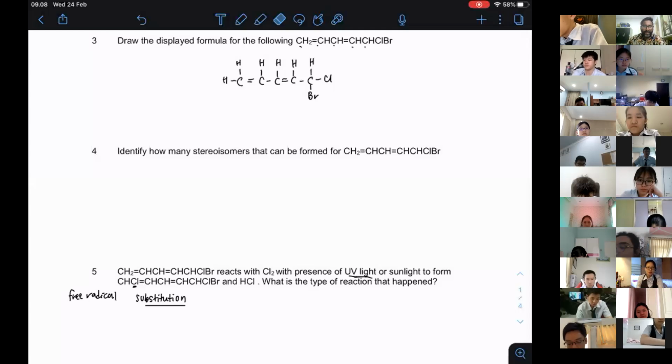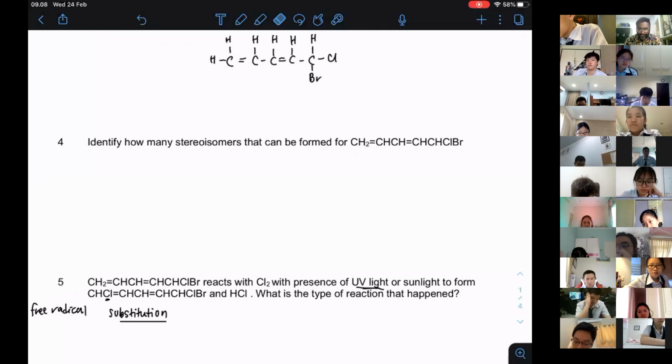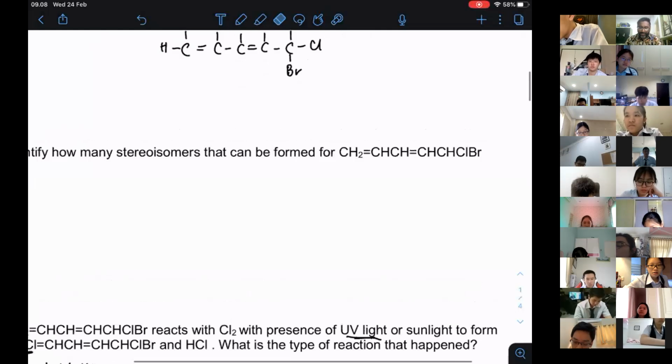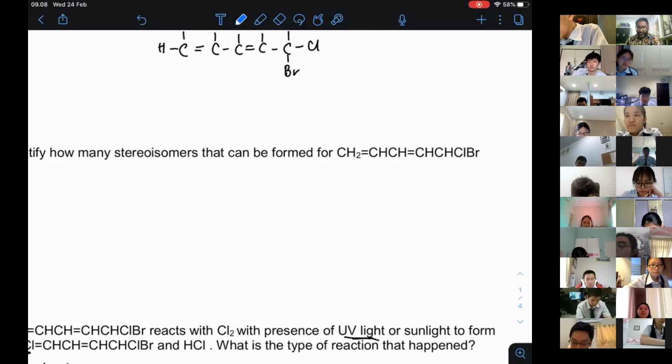Okay, so please take note. Identify how many stereoisomers you can form for this molecule. The first thing you need to notice is that we are going to find out how many double bonds can give rise to cis and trans.